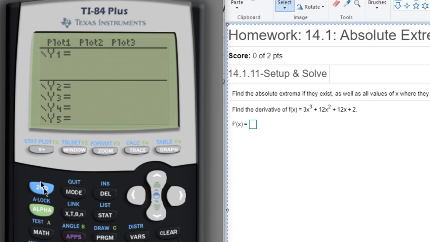So just go where it says y equals on your calculator, and then put in the y1 spot just the original function. The reason for this is that later on we're going to use the table to get the y values for where our absolute extrema will occur. So go ahead and enter that now, the original function they give you.